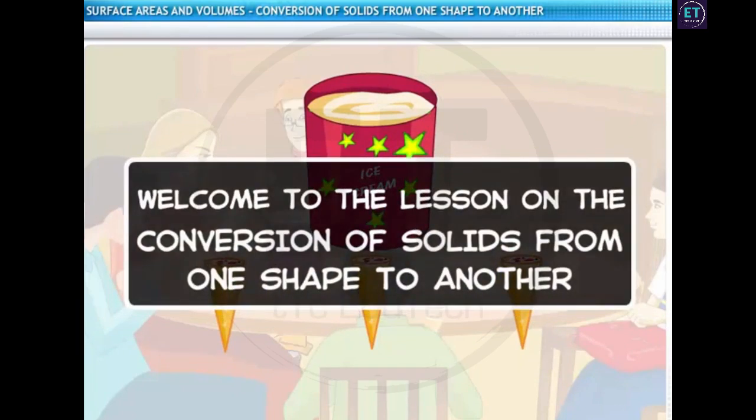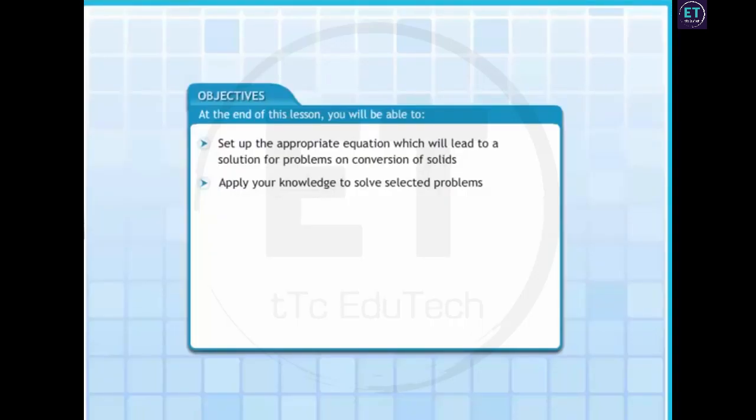Welcome to the lesson on the conversion of solids from one shape to another. At the end of this lesson, you will be able to set up an appropriate equation which will lead to a solution for problems on the conversion of solids. You will also apply your knowledge to solve selected problems.